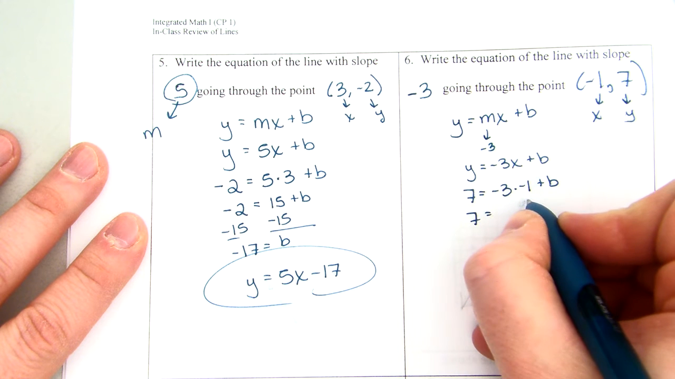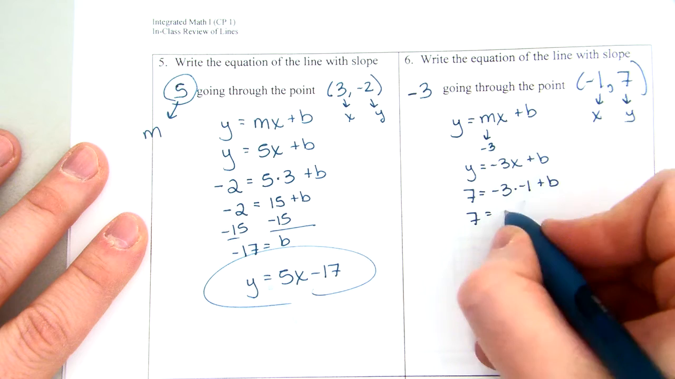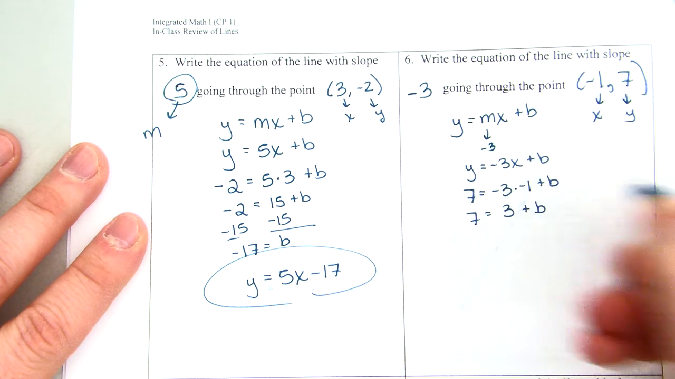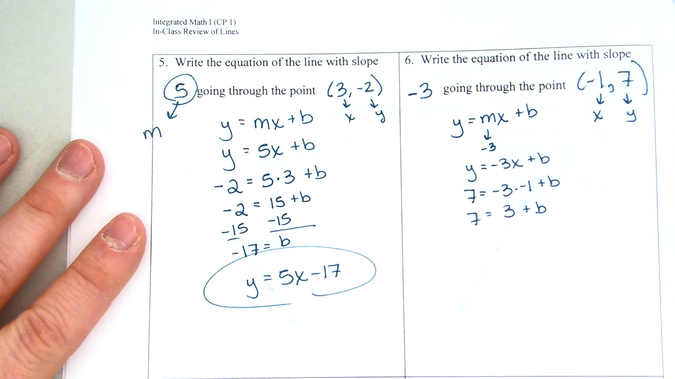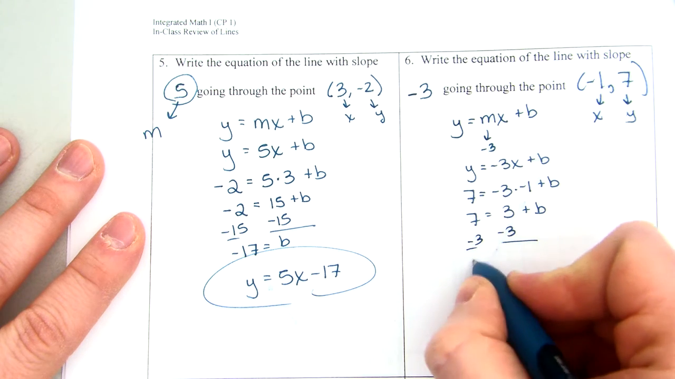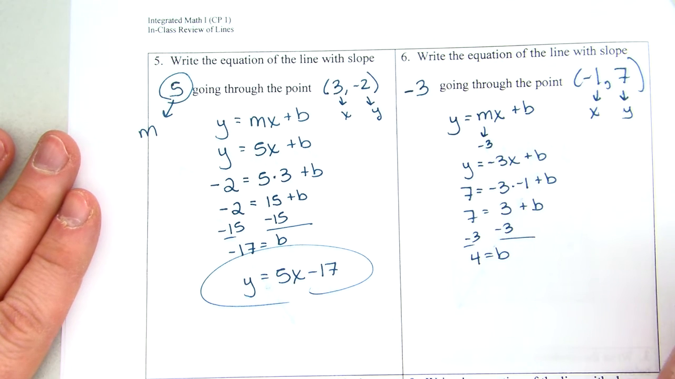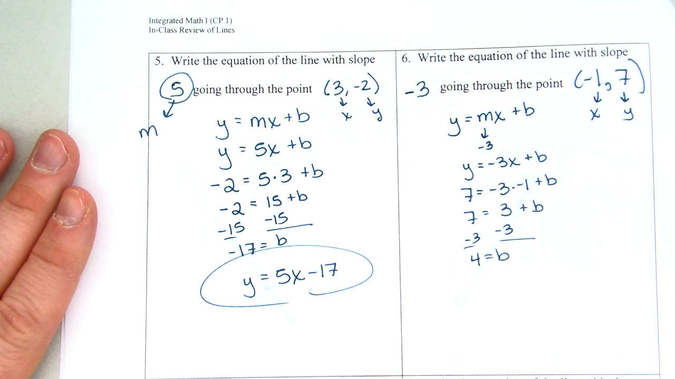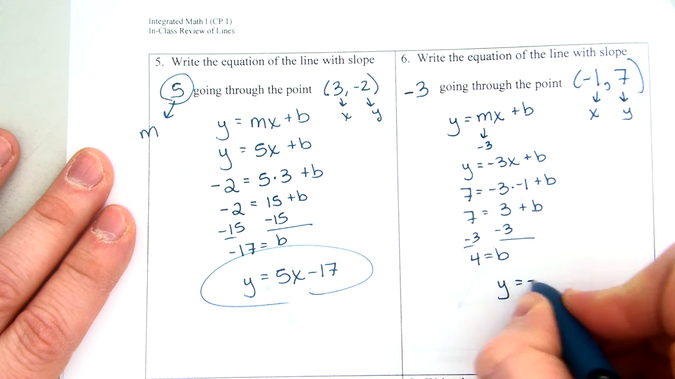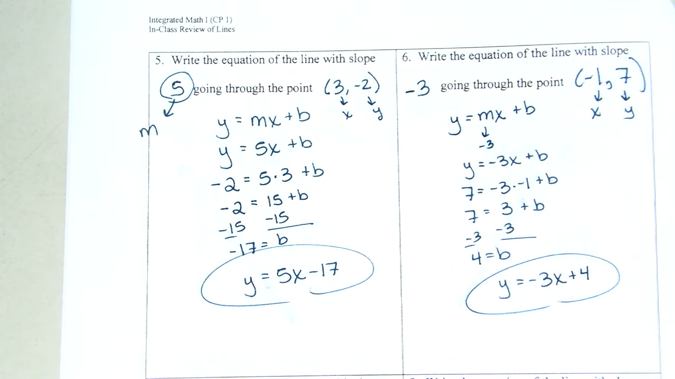What's negative 3 times negative 1? Positive or negative? Positive. Negative times a negative is a positive. 7 equals 3 plus b, I think. Minus 3. Minus 3. How about a b value of 4? Can you nod your head if you got 4 for your b? Okay, so I'm going to say y equals negative 3x plus 4, and that's my line.